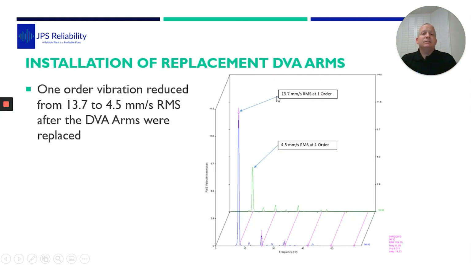And you see here, so we came with one of the arms were broken. We replaced all the arms and got it down to 4.5 millimeters per second. So they're running a lot smoother now.